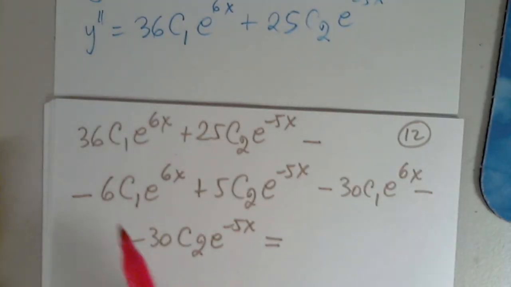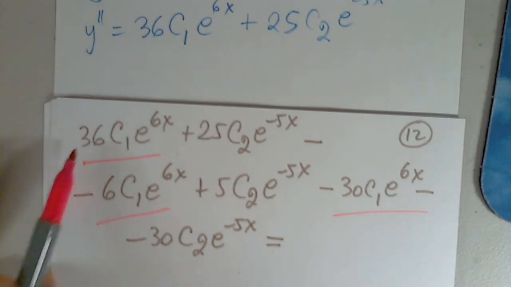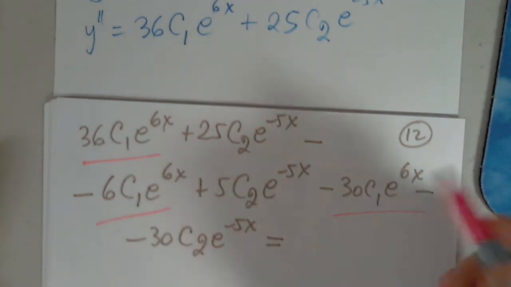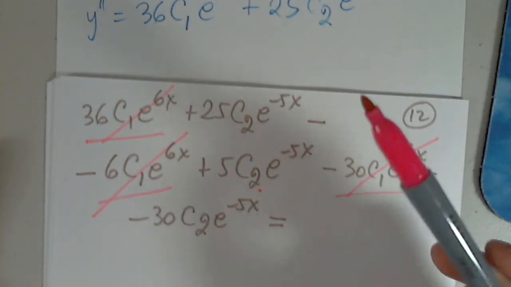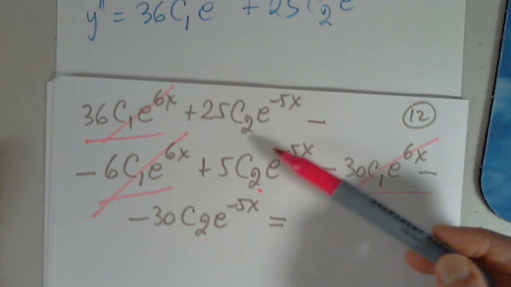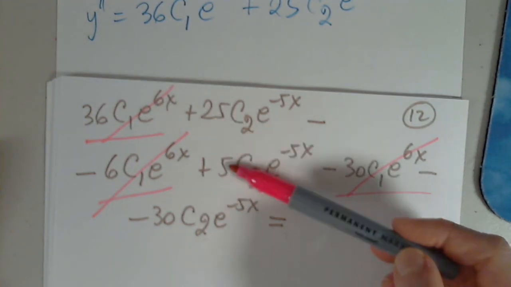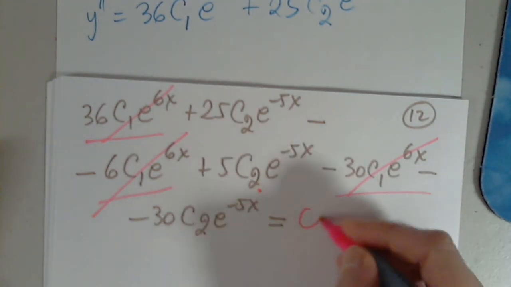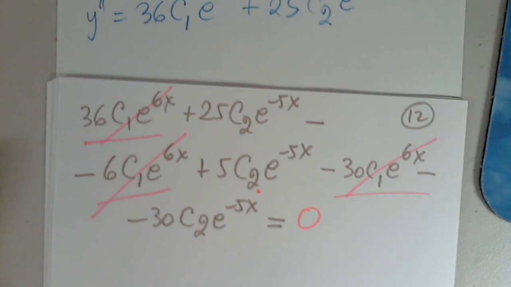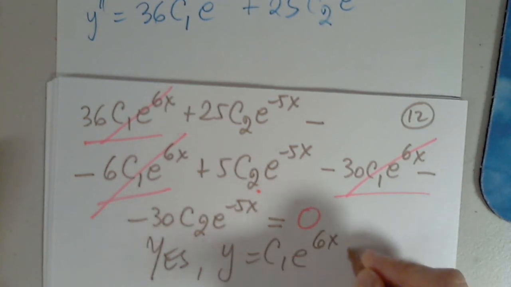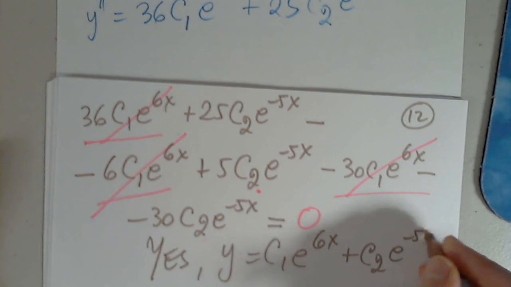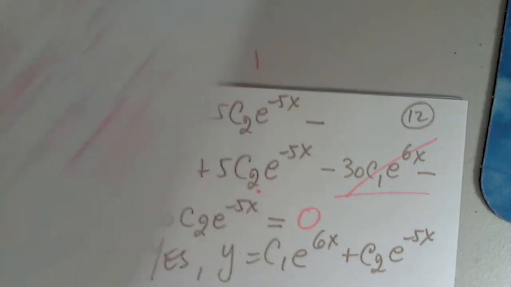So I'm looking at the terms with c1. 36 and negative 6 and negative 30, yes, they go away. Now with the terms with c2, because that's what they have, e to negative 5x, 25 plus 5 is 30, minus 30 is 0 indeed. So I will say yes. Yes, even y equals c1 e to 6x plus c2 e to negative 5x is a solution.